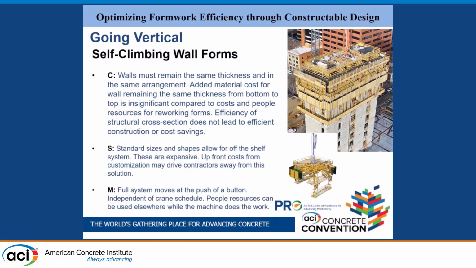The added material cost for walls remaining the same thickness from the bottom to the top is insignificant compared to the cost of the people resources working to rework the forms. The efficiency of structural cross-sections does not lead to cost-effective, efficient construction and cost savings.